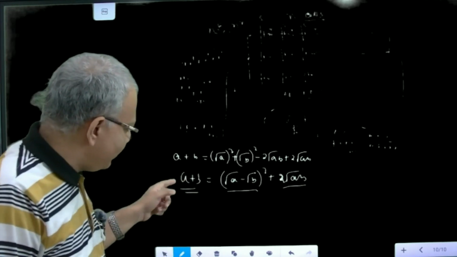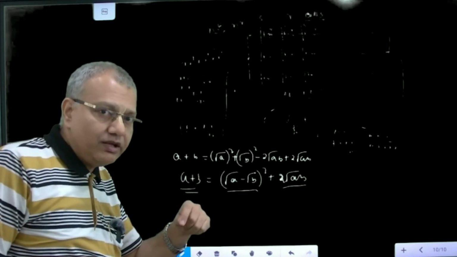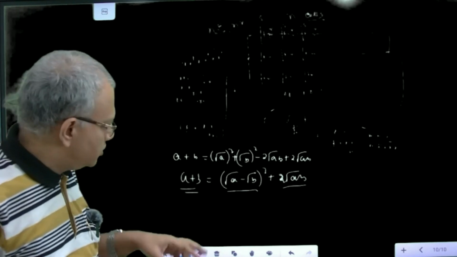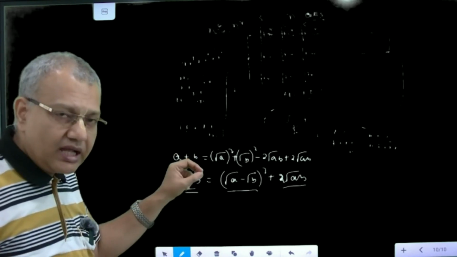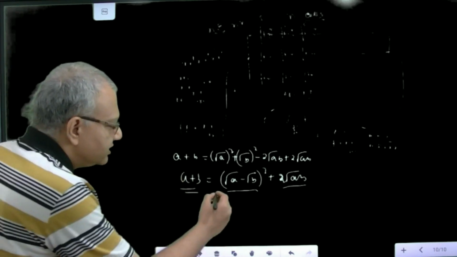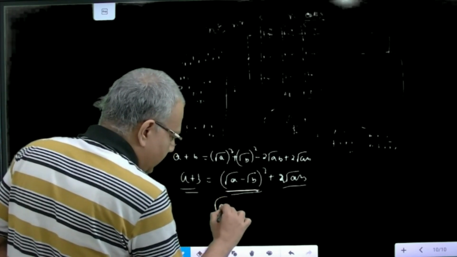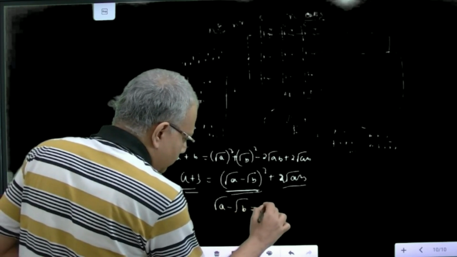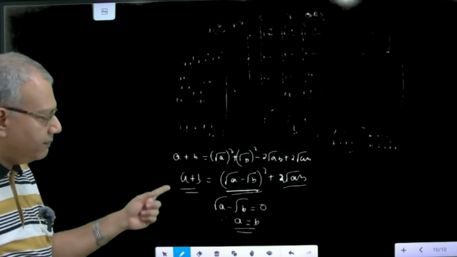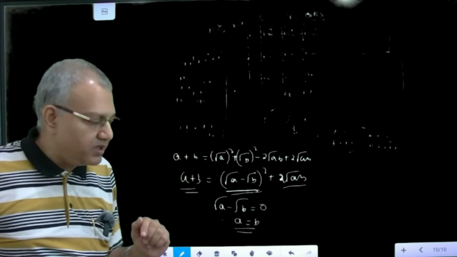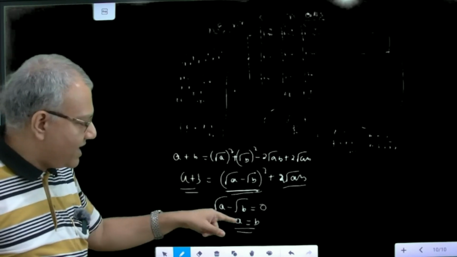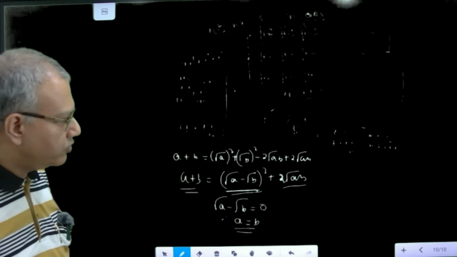So when a plus b is going to have the least value, it is when the square is going to become 0, isn't it? So the least value of a plus b exists when this part becomes 0. Then root a minus root b is equal to 0, I can write a is equal to b. Any two variables a and b, their addition becomes minimum when a and b are equal.